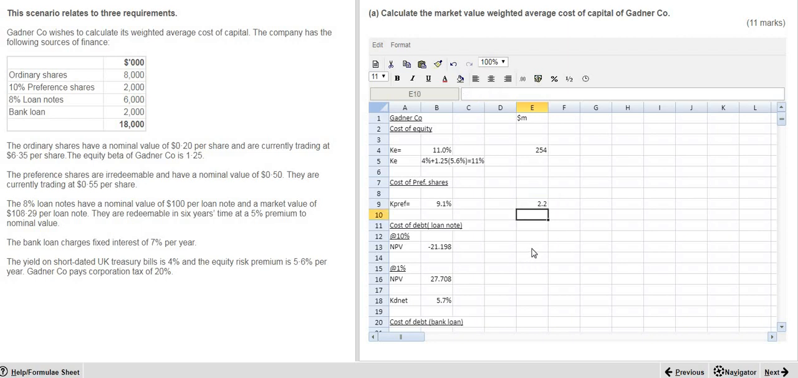I'm going to loan notes now. The loan note, they say each $100 loan note is trading at 108.29. So that means, what's the book value of the loan note? 6 million. So that will be 6 million divided by 100, multiplied by, you see, every 100 in the 6 million is multiplied by 108.29.